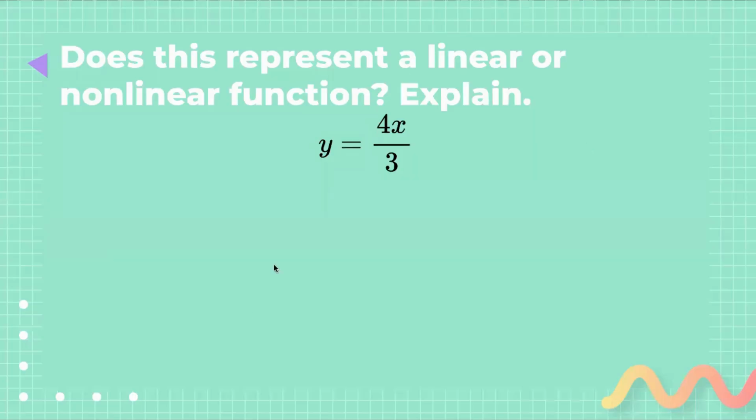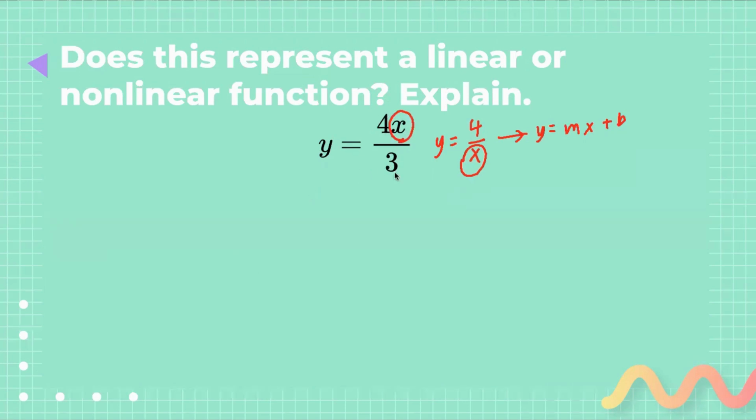For this example, we have y equals 4x over 3. And it might look very similar to our previous example of y equals 4 over x. And remember we said that it wasn't a linear function since you're dividing 4 by x, and so it can't be rewritten in y equals mx plus b form. But notice that in that example, x is in your denominator. In this example, x is actually in your numerator, and this can represent a linear function.